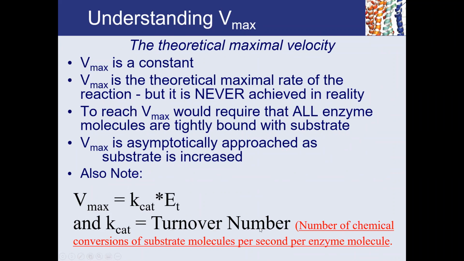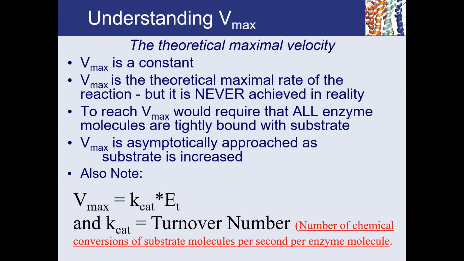Remember, I was telling you 40 million in the case of catalase per second. That is the Kcat value. So Kcat is nothing but the number of chemical conversions of substrate molecules per second per mole of enzyme. This is why I tell you that it's very important to write down, practice and know the relationships between them. If you don't, then you will not know. Okay.